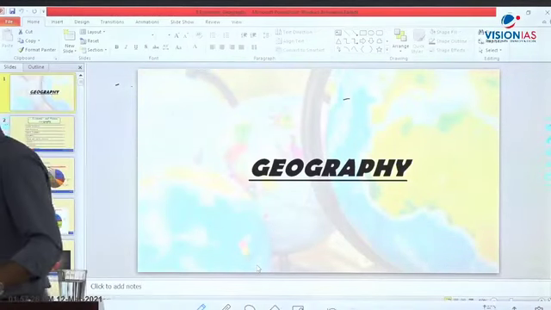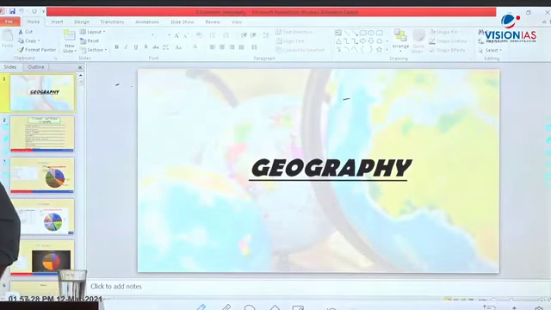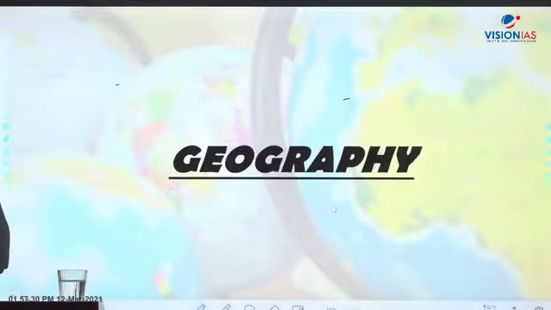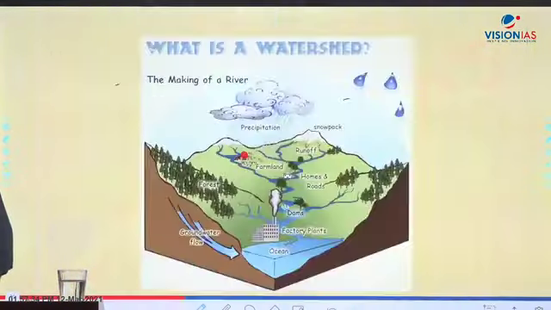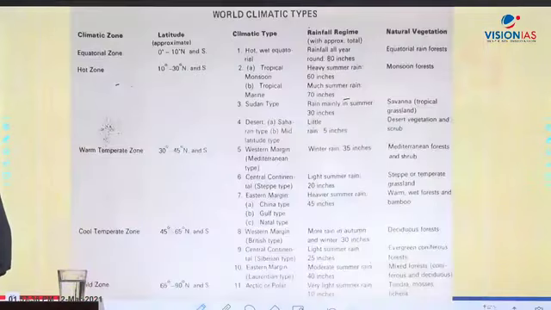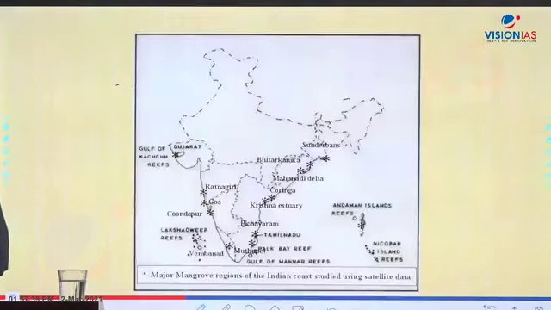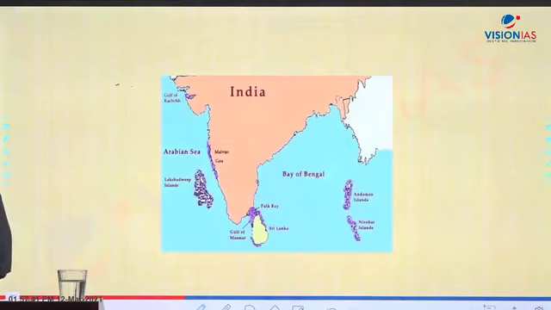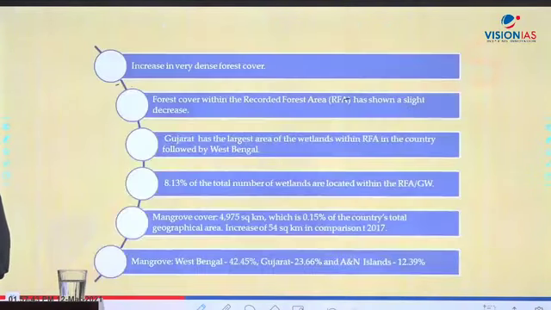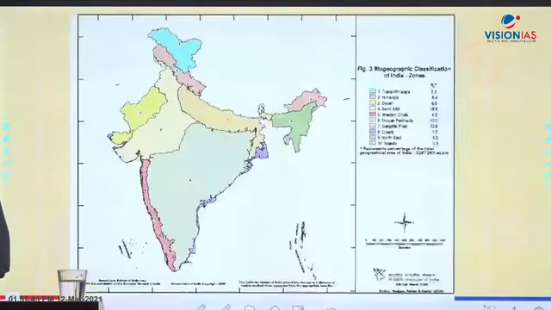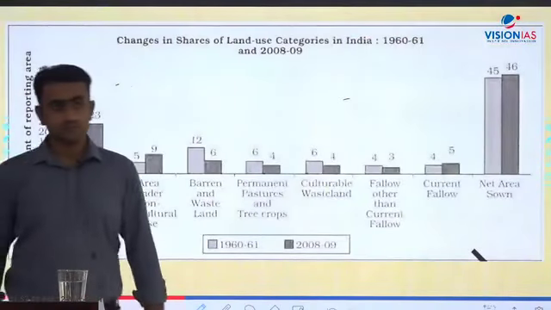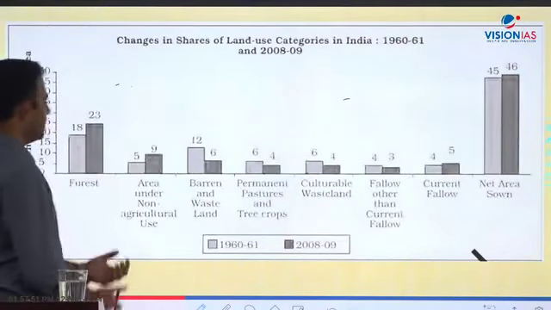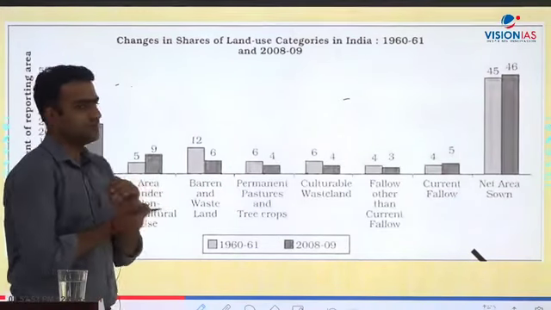Basically it refers to the different categories of land which are put to use, and we have to see these different categories of land mainly from the context of agriculture. These are the 8 different types of land use categories.